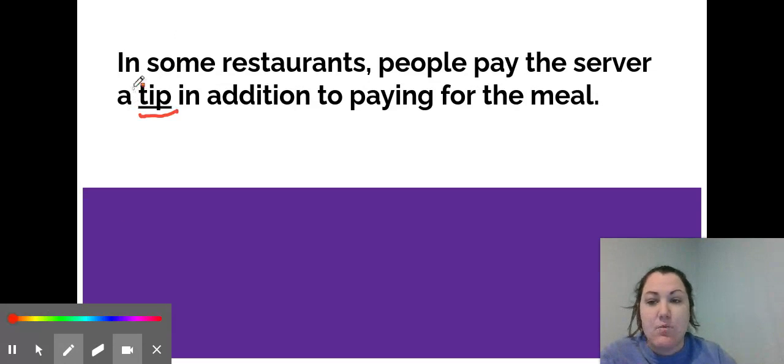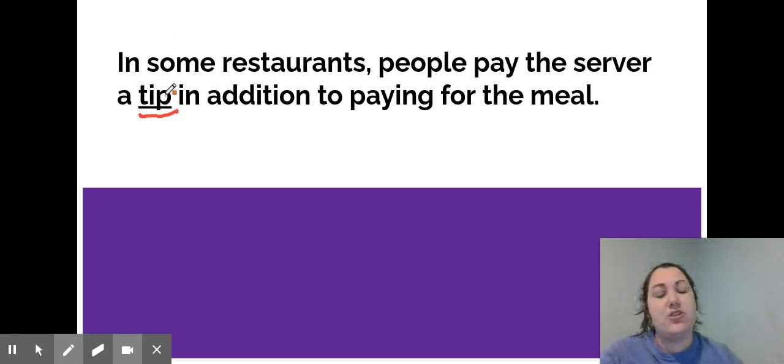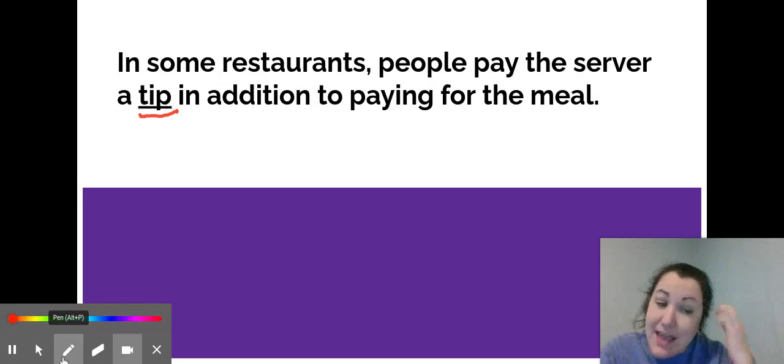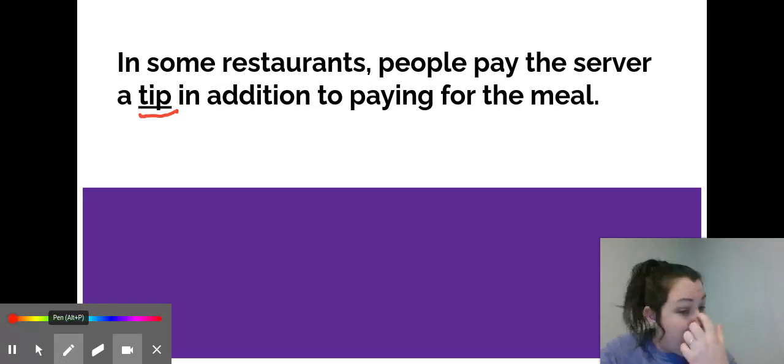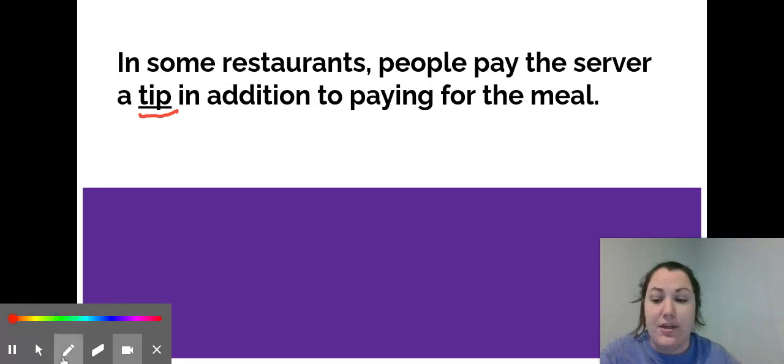So we're going to be working with, hey, if we know the percentage that we're going to tip, how much are we going to tip the person? If we know our sales tax, if we know the percentage of our tip, what's going to be our total bill, things like that.